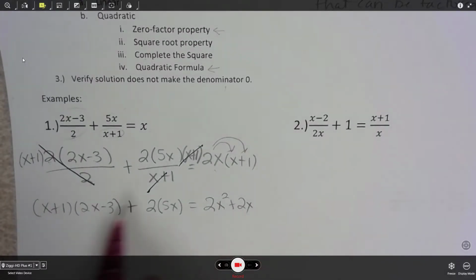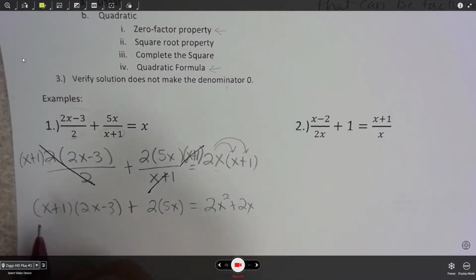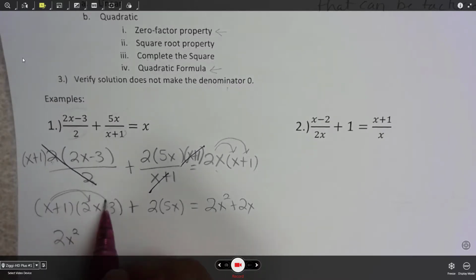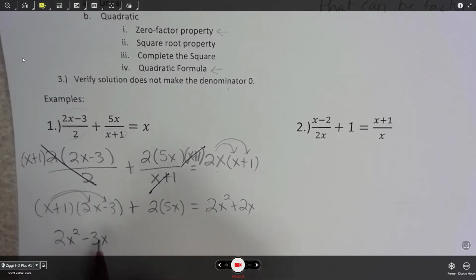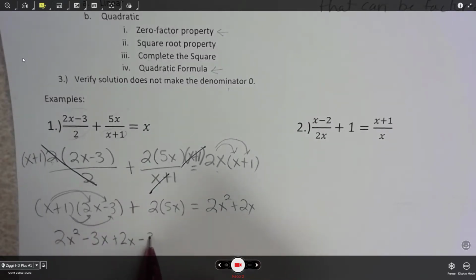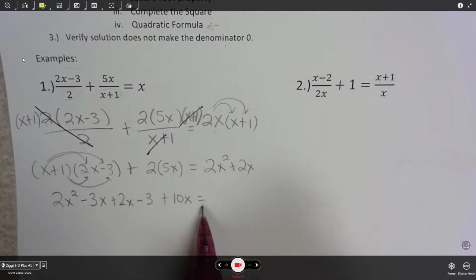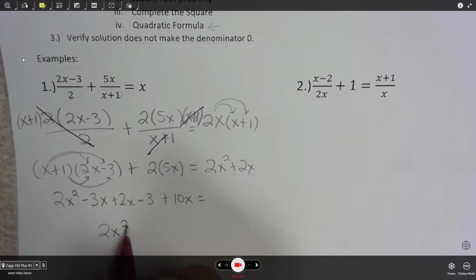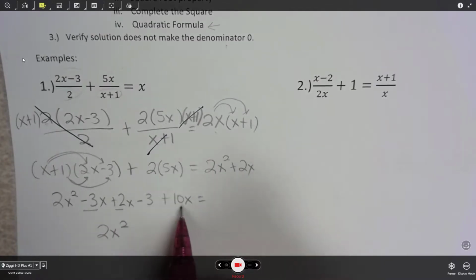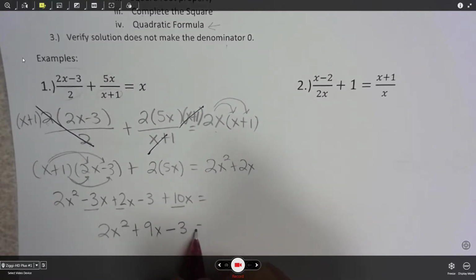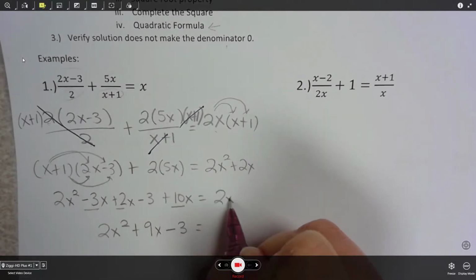Now that I've gotten rid of the fractions, I'm going to get rid of the parentheses. So x times 2x is 2x squared, x times negative 3, 1 times 2x, and 1 times negative 3. Then 2 times 5x. Now I'm going to simplify this side, so I have 2x squared. I have a negative 3, a positive 2, and a 10. That would give me 9 x's. And then I'm just going to bring down this right side.